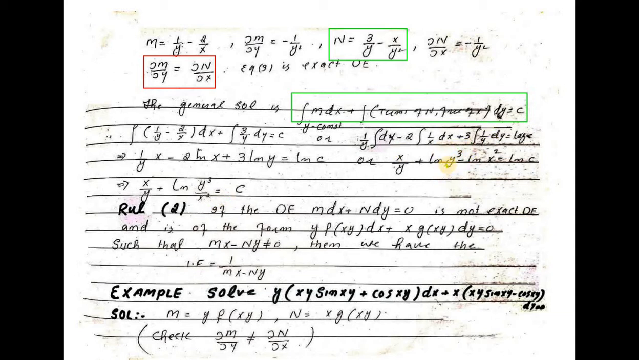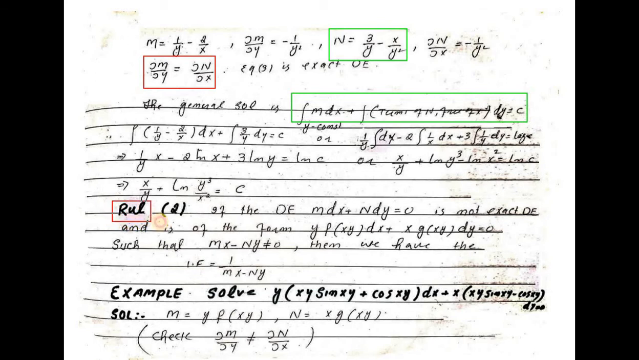Here log y cube minus log x square will become log of y cube divided by x square. So finally this is the general solution of the differential equation, which was homogeneous but not an exact differential equation. Here we have used rule number 1. Now we come to another rule, rule 2.